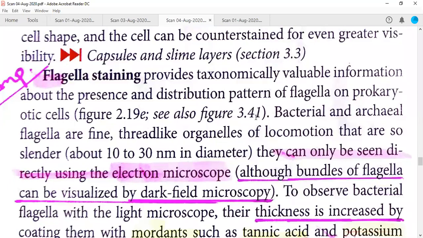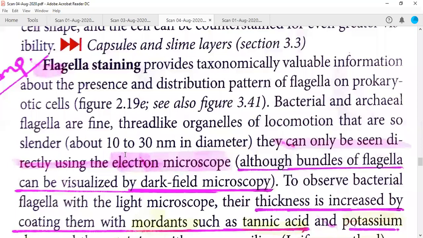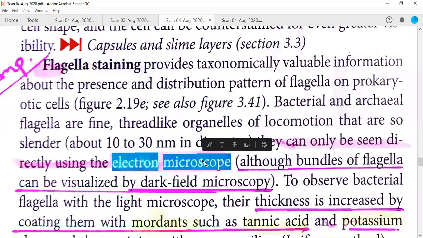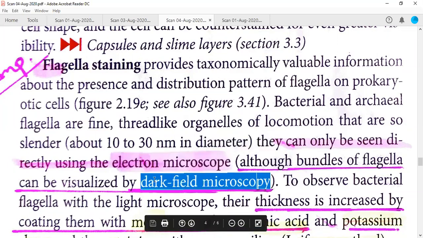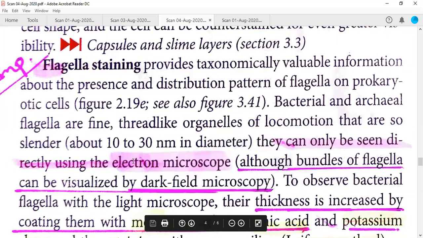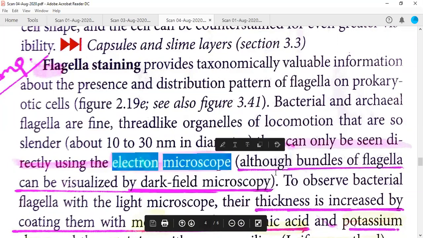So the bacterial and archaeal flagella are fine, so they are seen under the electron microscope, because in a light microscope you cannot differentiate the flagella very clearly. Although bundles of flagella can be visualized by dark field microscopy, you can see bundles, but to see them separately we need an electron microscope.